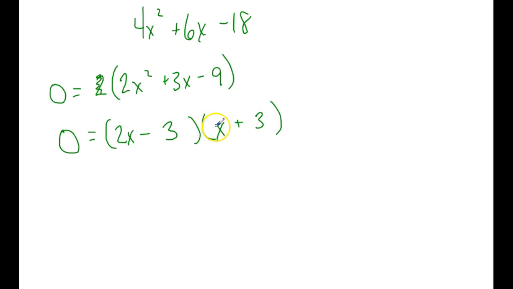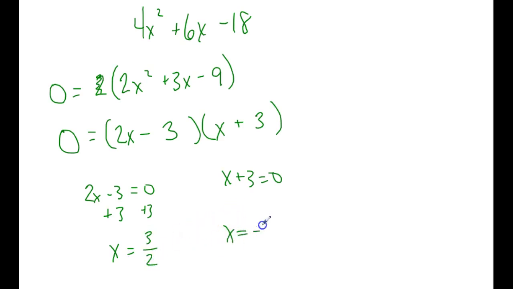So 2x times x is 2x squared. So then I have a positive 6x because 2x times 3 is a positive 6x. And here's my negative 3x. So that gets me a positive 3x for my middle term. And negative 3 times positive 3 is a negative 9. So I've factored correctly. So now I'm going to set each piece equal to 0 and solve for each piece. So I know that my x equals 3 over 2. And here x equals negative 3.